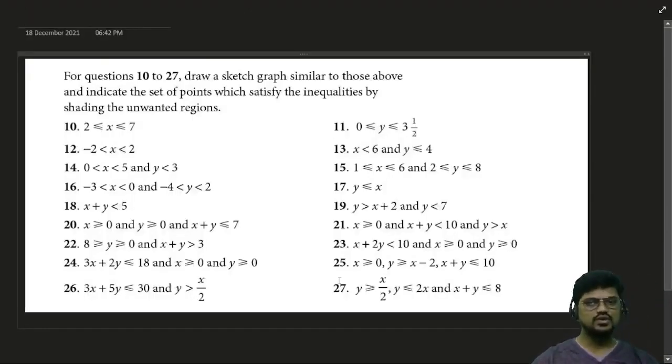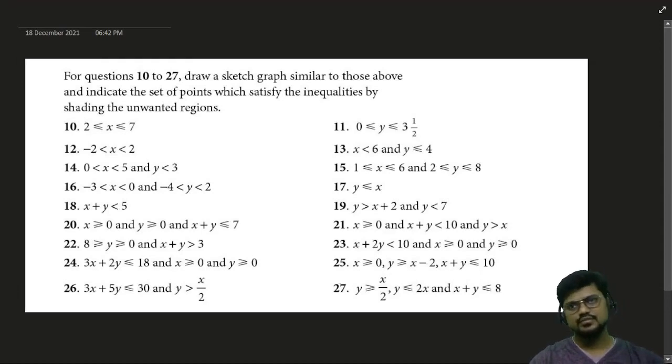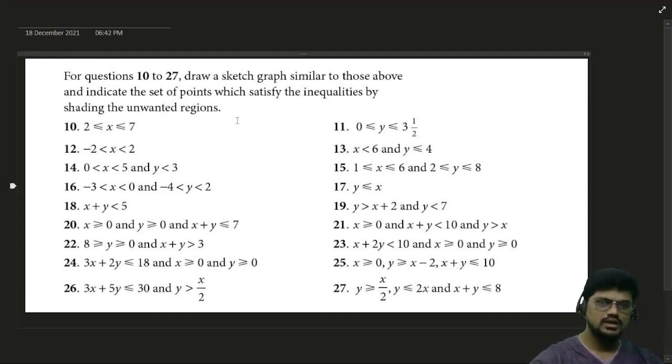Now these are the questions where you have to plot it on a graph. What they have given? Draw a sketch graph similar to those above and indicate the set that satisfies the inequality by shading the unwanted region. You have to shade what? Unwanted region. Okay. Let's do one of the sums from here. That is, let's do the 19th problem.